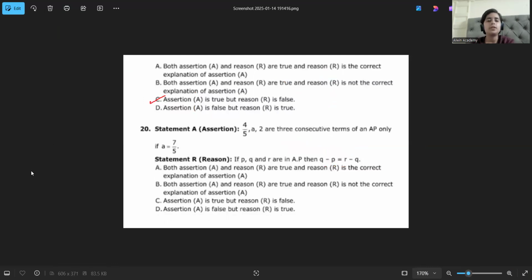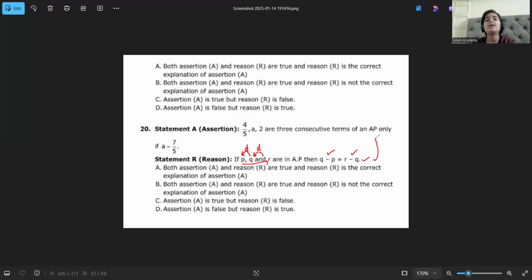Going to the next question. If 4 by 5, A, 2 are three consecutive terms of an AP, then A must be 7 by 5. And the reason is if P, Q, and R are in AP, then Q minus P is equal to R minus Q. First, let's check the reason. Q minus P would be this. It would give us the common difference of this AP, right? And R minus Q would be this. It would again give us the common difference. And if this particular sequence has to be an AP, then d must be the same. So yes, reason is correct.